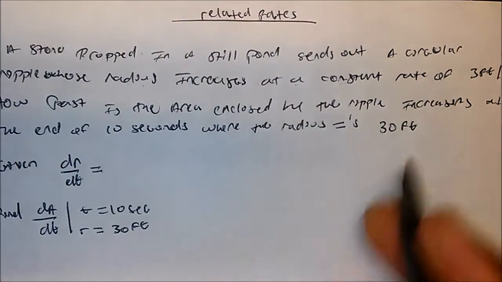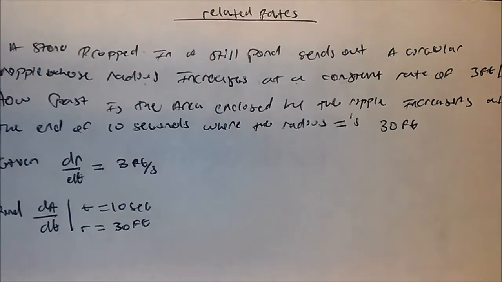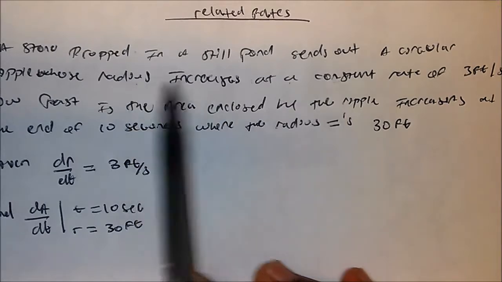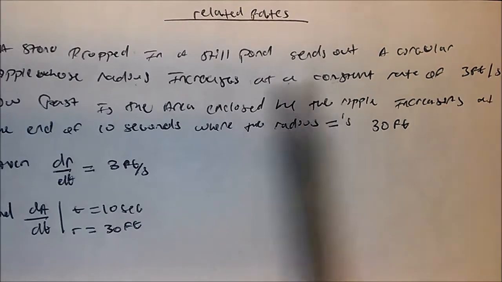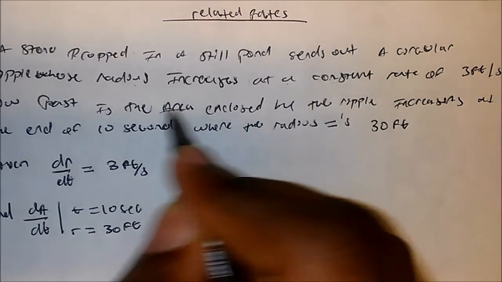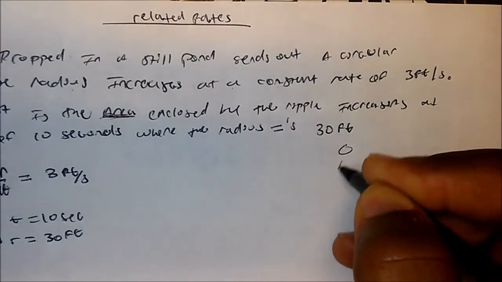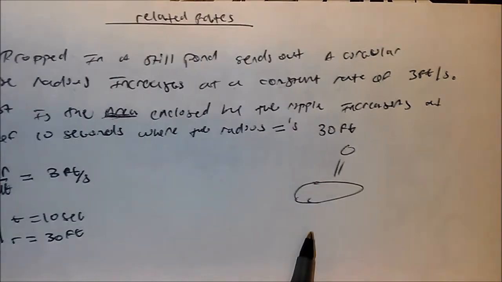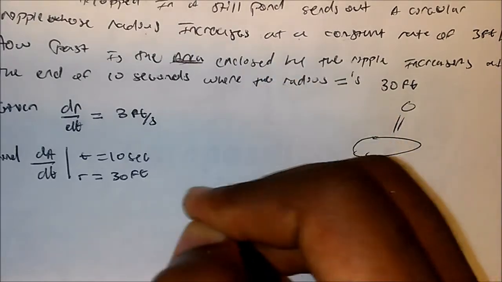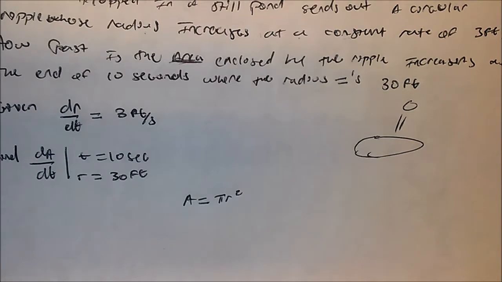Now this dr/dt is just 3 feet per second, right? And again, the radius increases at a constant rate of 3 feet per second. So that will be my dr/dt. Again, how fast is the area enclosed? Maybe we should draw a picture here. We have a stone that is dropping and it's forming a circular ripple. So we know the area: the area for a circle is pi r squared. So we're going to take the derivative of this formula and just plug in our values to get our answer.